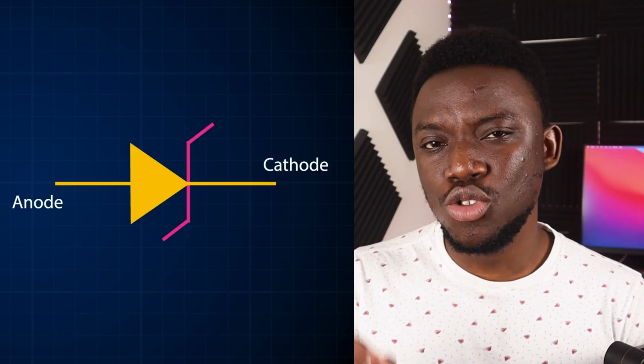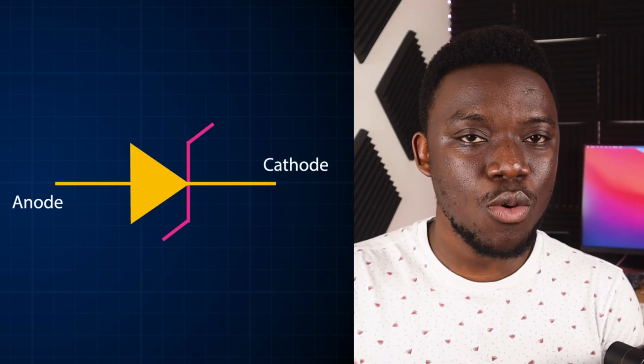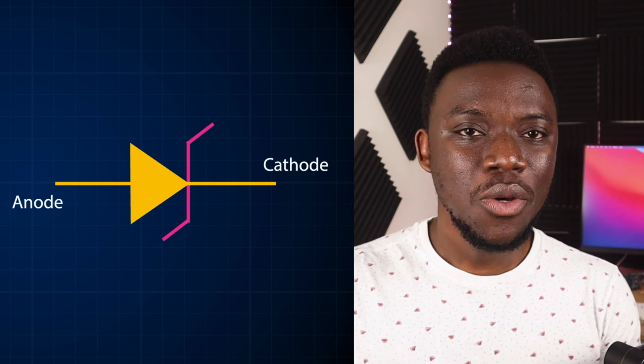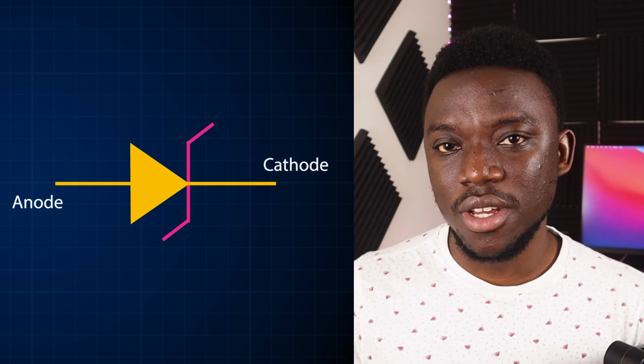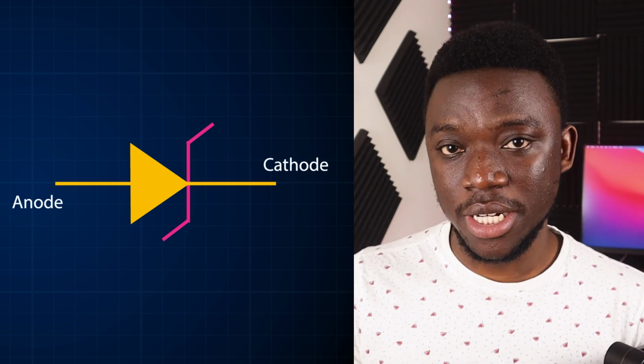Let's get into it. Now the Zener diode is a semiconductor device with a single PN junction. The circuit symbol of the Zener diode is shown here, and as you can see it has two terminals, namely the cathode and the anode. Now the anode is the positive terminal of the diode and the cathode is the negative terminal of the diode.